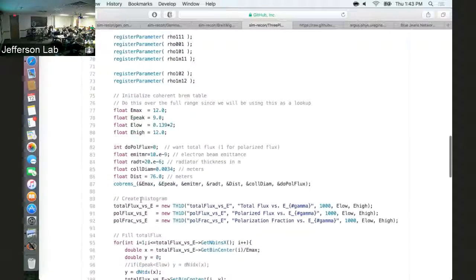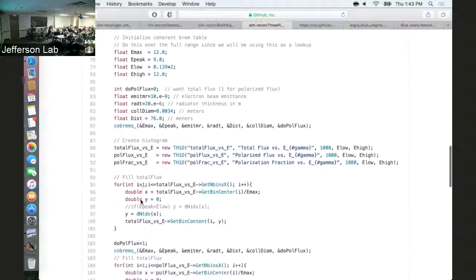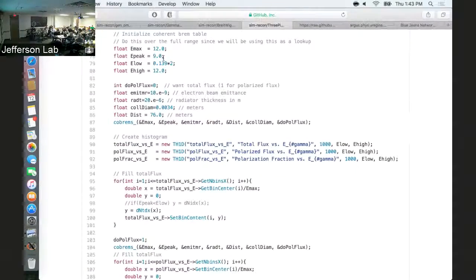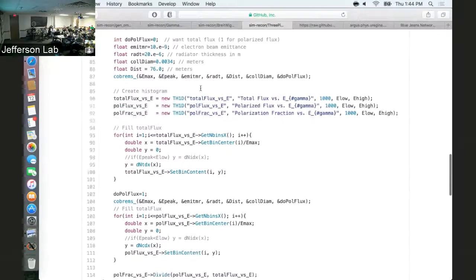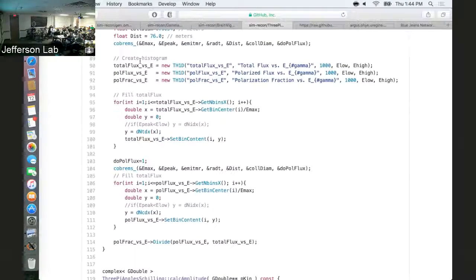So basically here is where we start to use the coherent Bremsstrahlung code. We define the range over which we want the coherent Bremsstrahlung to be produced, whether we want the polarized piece or just a sum of incoherent and coherent. We'll fill one histogram with the total flux and the polarized flux, and that will allow us to get out the fraction of polarization for some given energy.